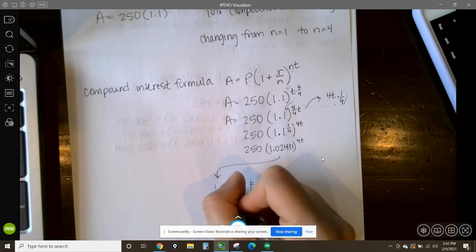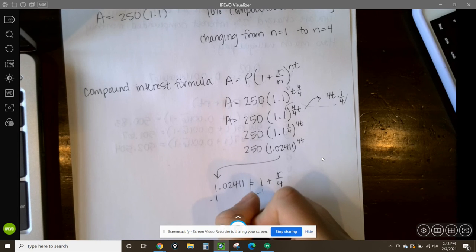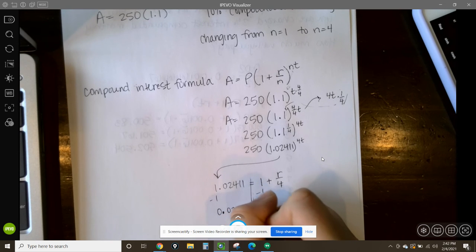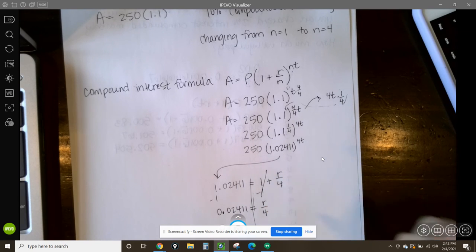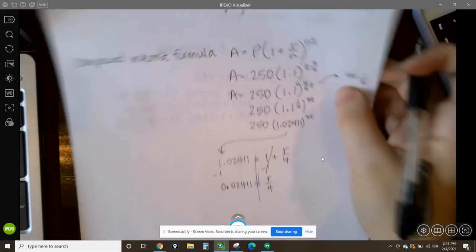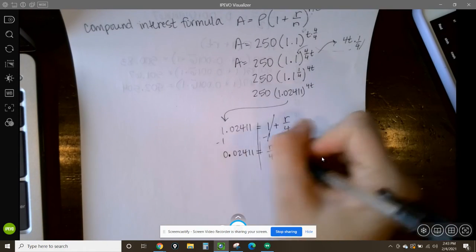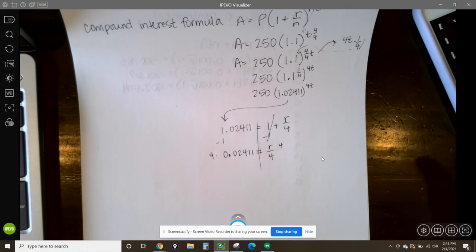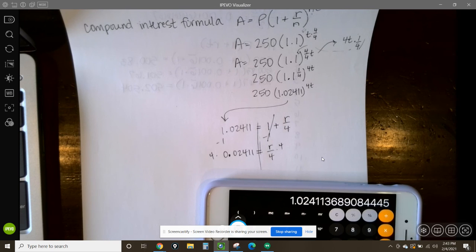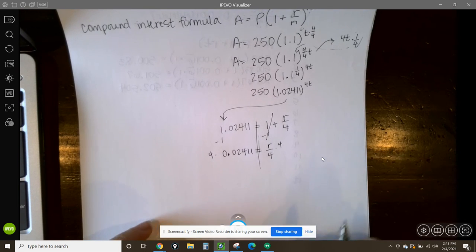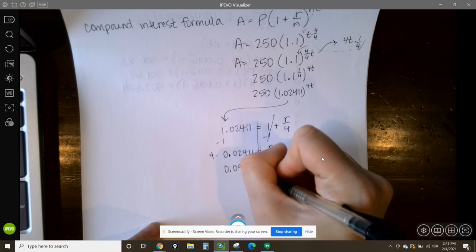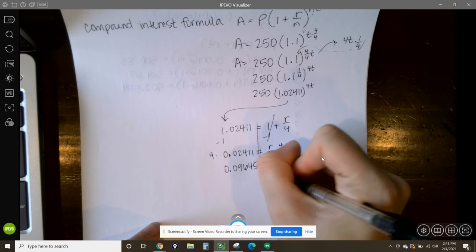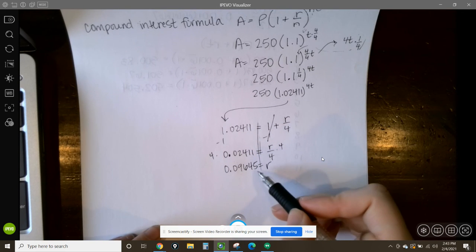So I'm going to subtract 1 from both sides. So I get 0.02411. And over here, I now have r over 4. So still solving for r, I'm going to multiply both sides by 4. So when I multiply that by 4, I get 0.09645 equals r. So I get this number right here.